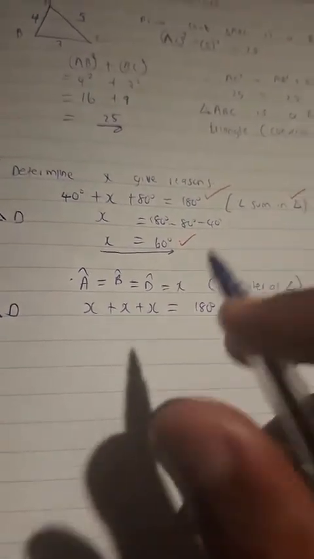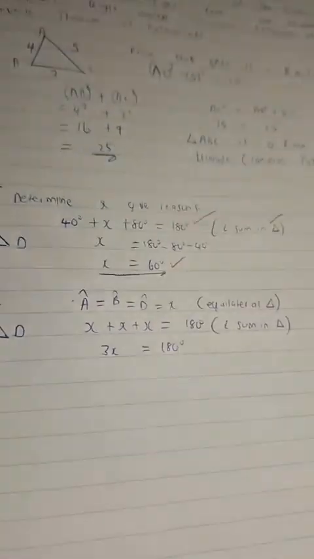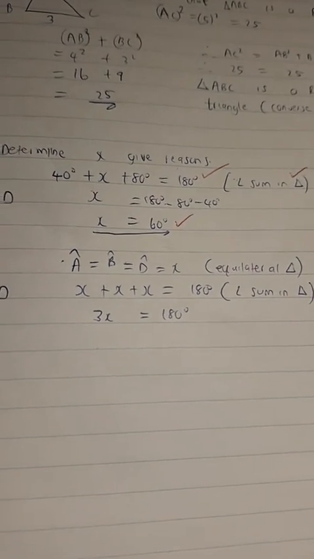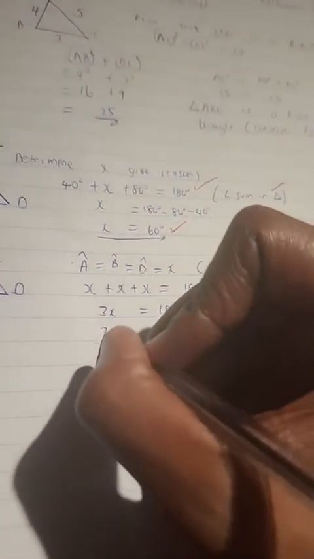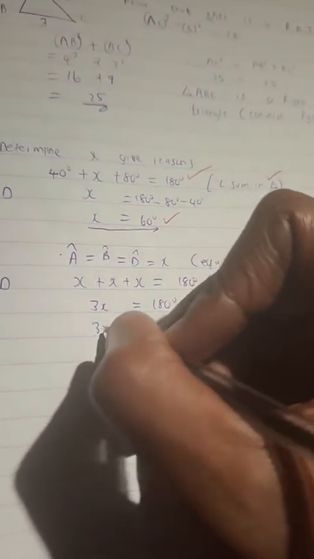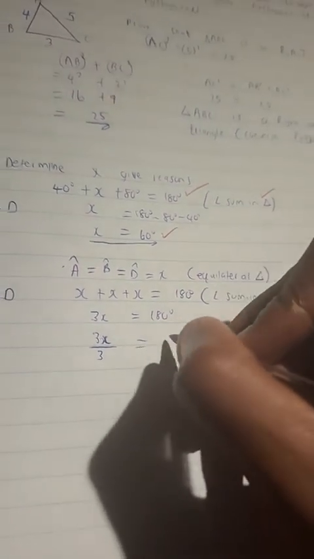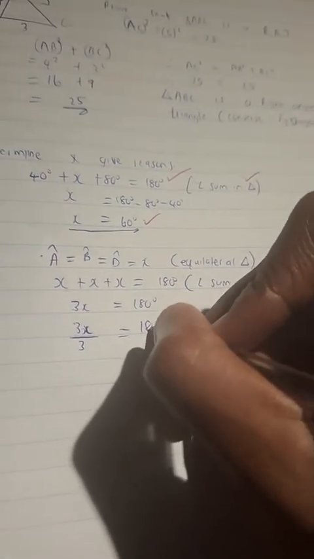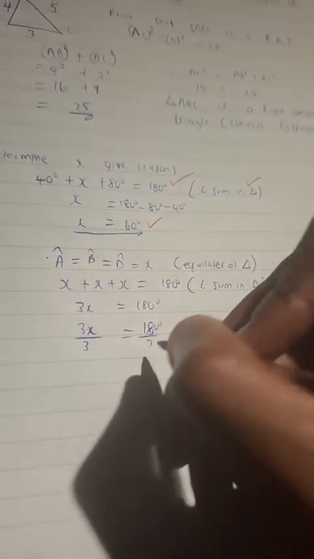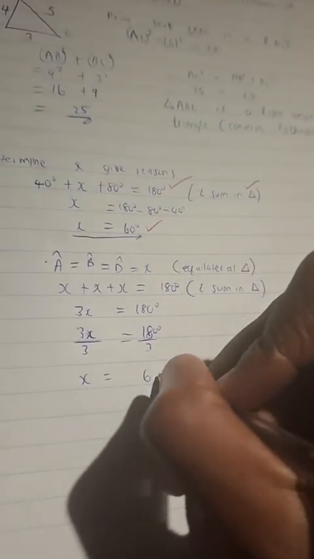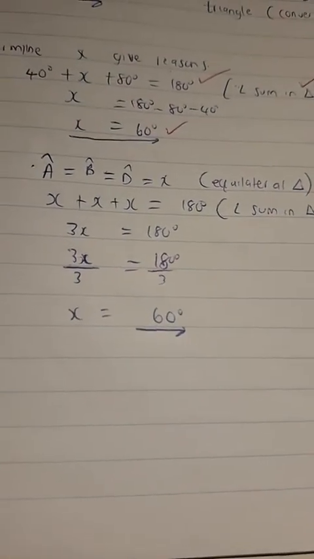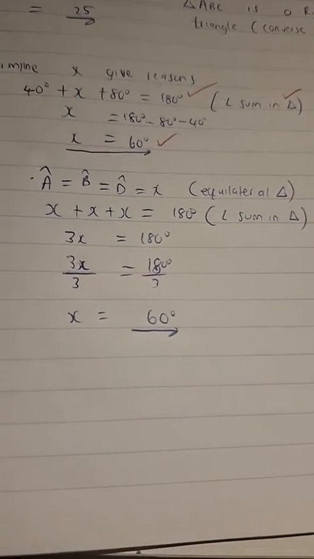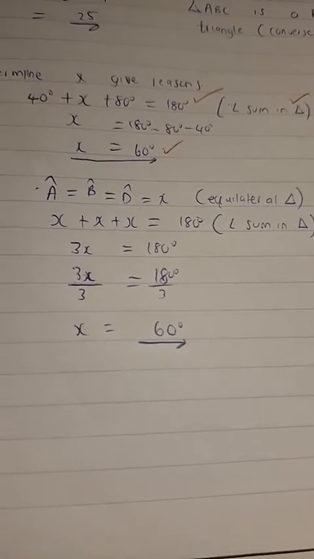So what's x plus x plus x? That gives us 3x. And that's all equal to what? 180 degrees. Okay, then now we can solve for x. That means 3x, we divide both sides by the coefficient of x, which is 3. What we do on the left, we definitely must do on the right. Therefore, our value of x is equal to 60 degrees. And there it is. Okay, that wasn't too bad, was it?